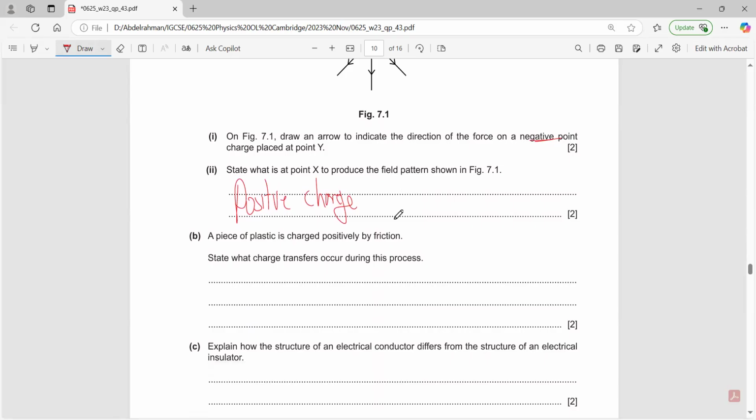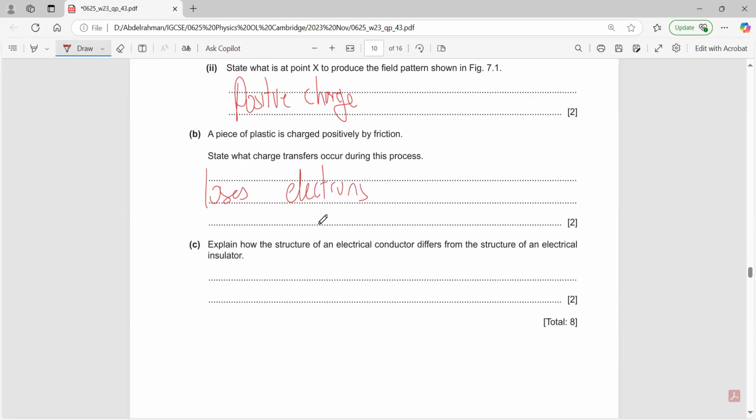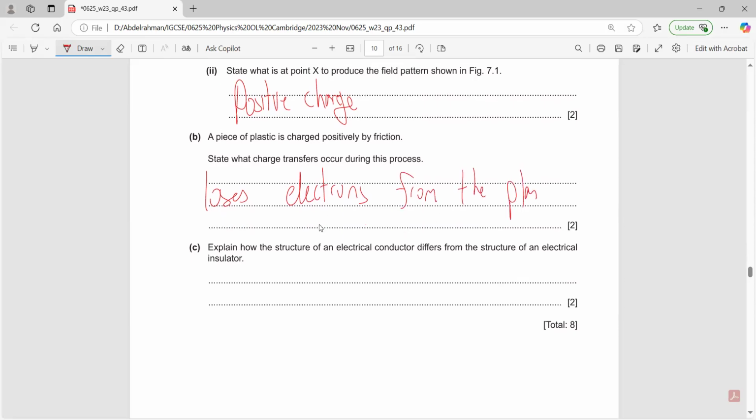A piece of plastic is charged positively by friction. State what charge transfer occurs during this process. When it becomes positively charged, what happens? It loses electrons. Yes, worth 2 marks. Loses electrons from the plastic. Actually, loses electrons is sufficient.